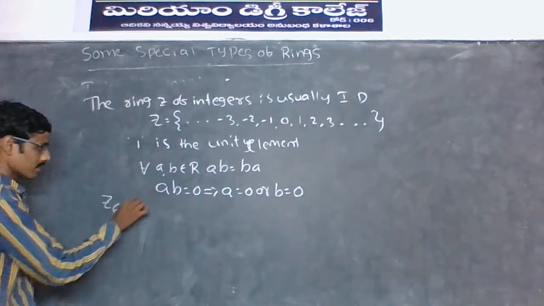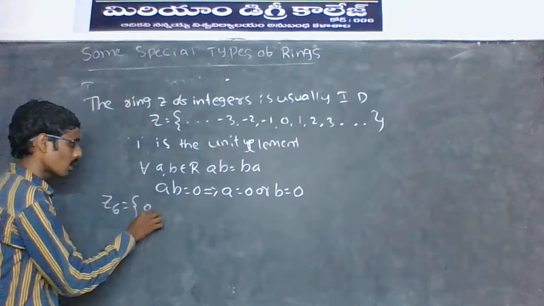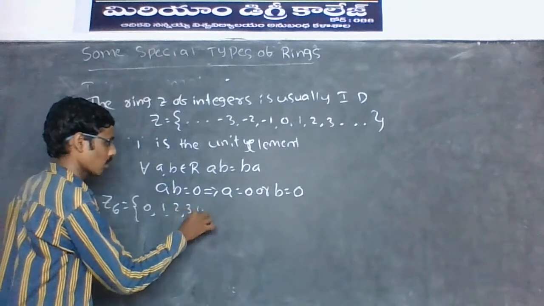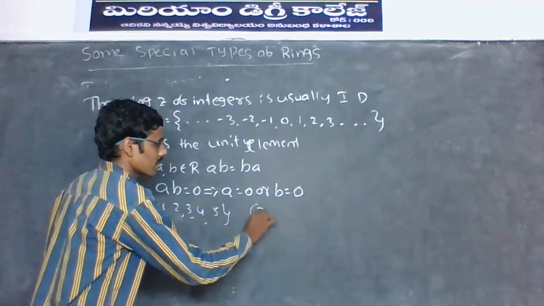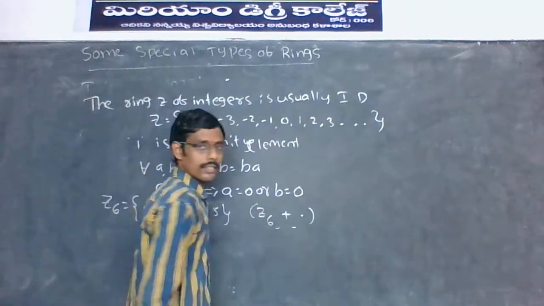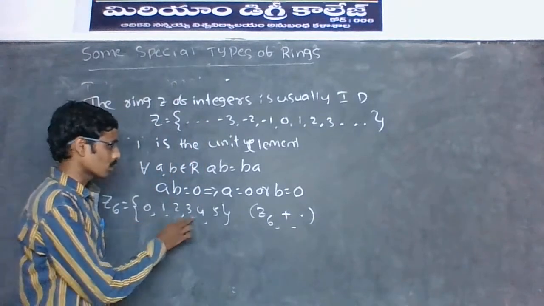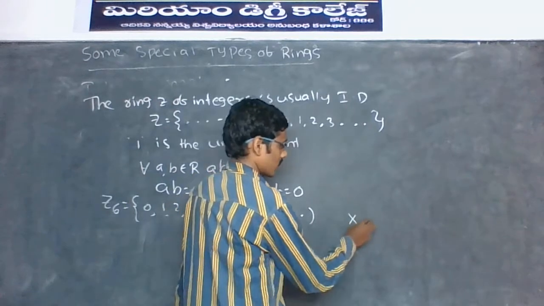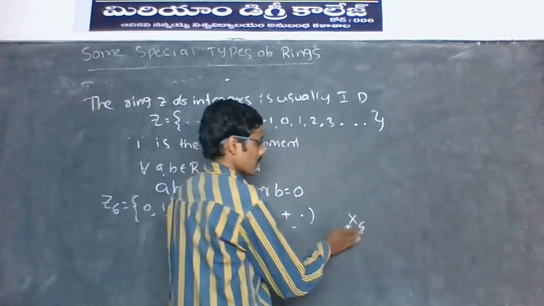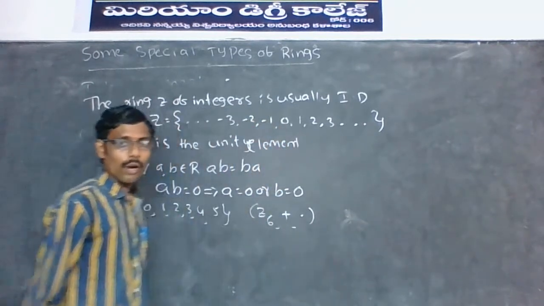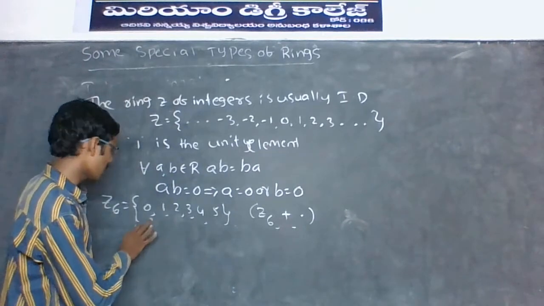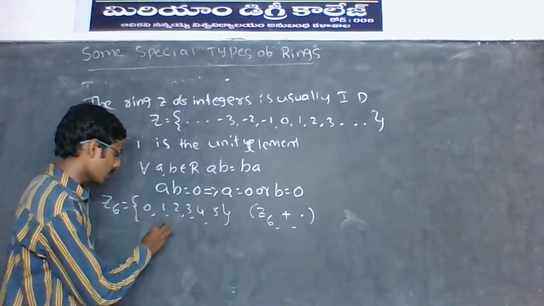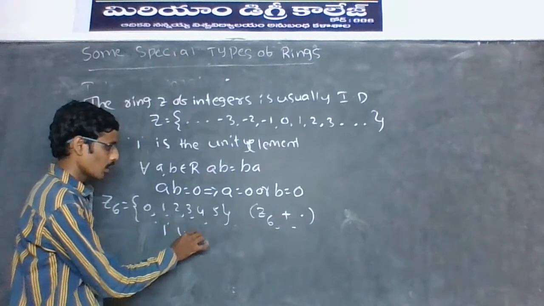Next, Z6, (Z6, +, ·), where Z6 = {0, 1, 2, 3, 4, 5}, under the addition modulo 6 and the multiplication modulo 6. This is the Z6. 1 is the unity element.